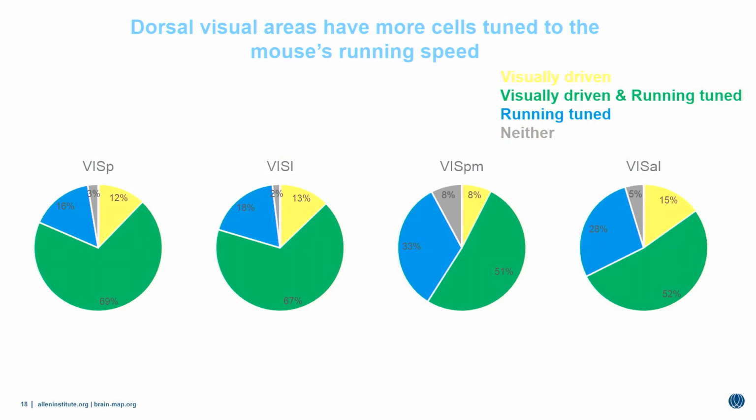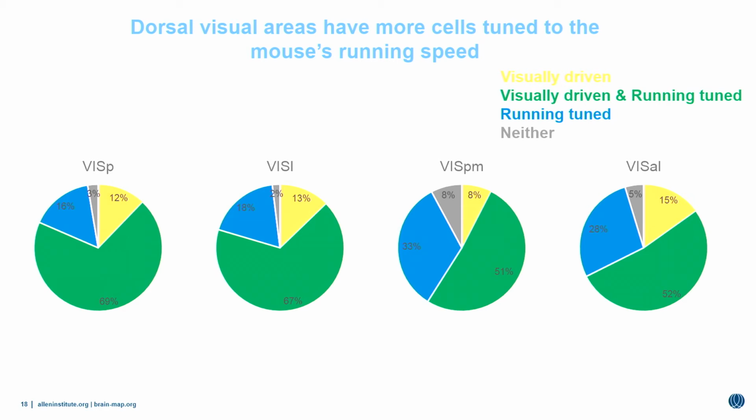Looking at this in a slightly different way, what I've done here is look at not just whether they're visually responsive, but whether they show significant modulation by the mouse's running speed. So here, the yellow wedge is cells that have a significant response only for the visual stimulus. The blue wedge is the cells that don't have a significant response to the visual stimulus, but are significantly tuned to the mouse's running speed.